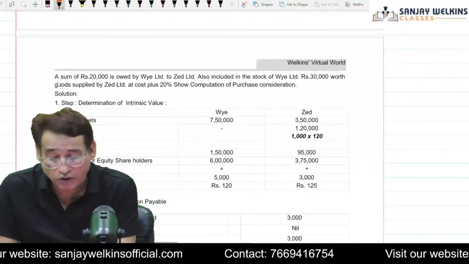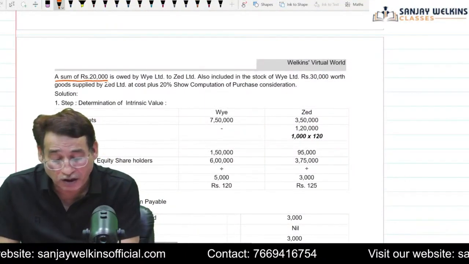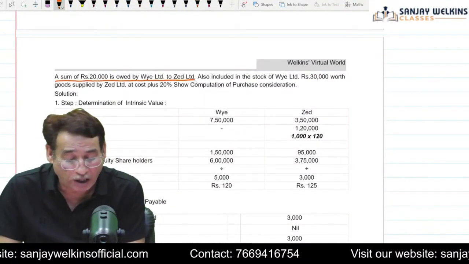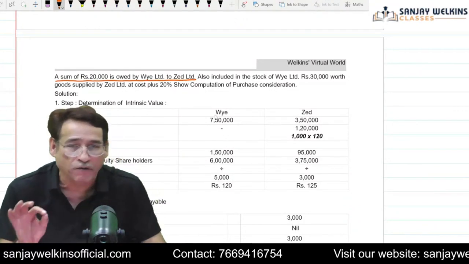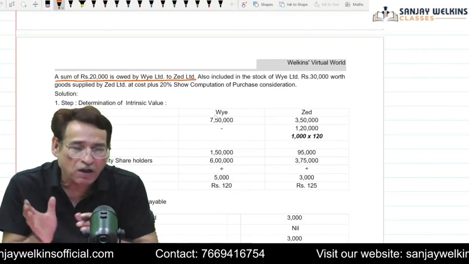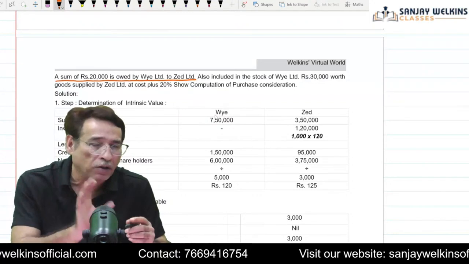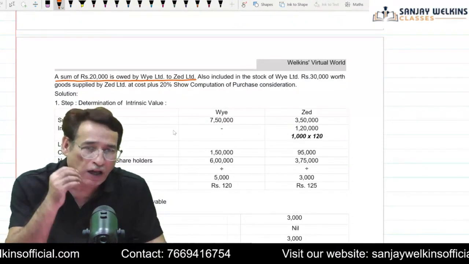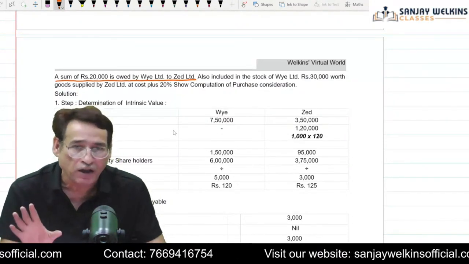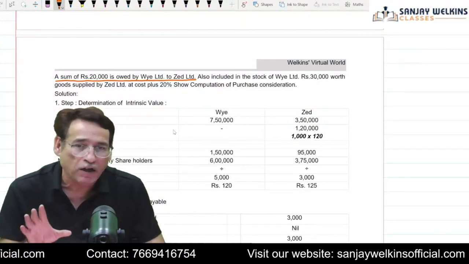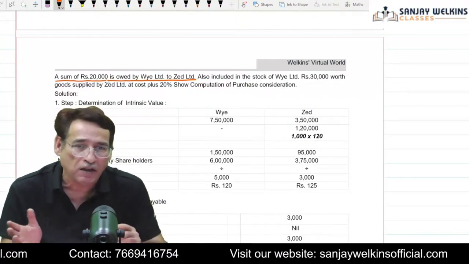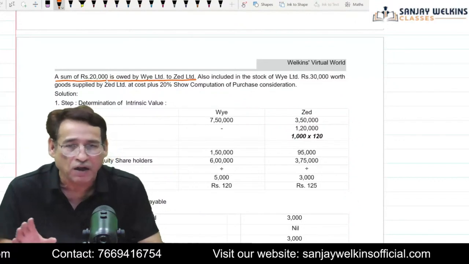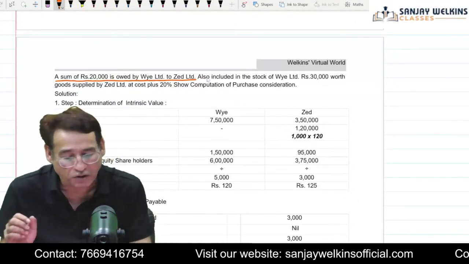Further in this question also, in order to test you, it is written a sum of 20,000 is owed by Y Limited to Z Limited. So it is a case of intercompany transaction. Intercompany transactions are incorporated in the books of acquirer entity. It will have no effect in the books of acquiree entity. And in the books of acquirer entity, you will simply pass an entry, creditor's account debit to debtor's account, to cancel out the intercompany transaction.